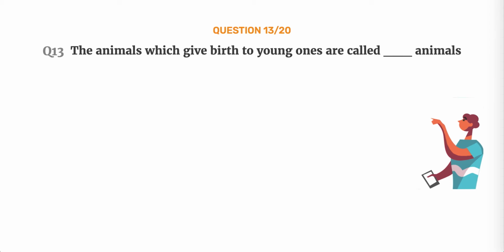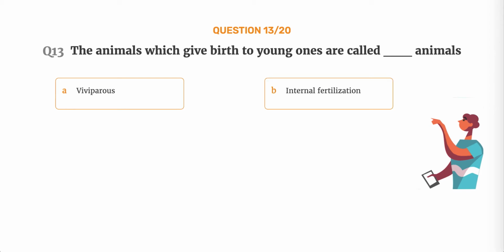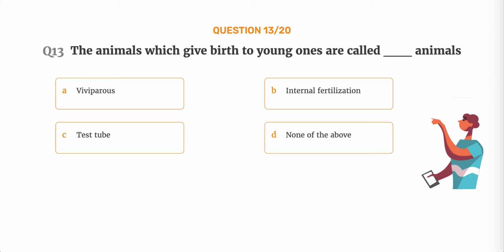Question number 13. The animals which give birth to young ones are called _ animals. Option A, viviparous. Option B, internal fertilization. Option C, test tube. Option D, none of the above.